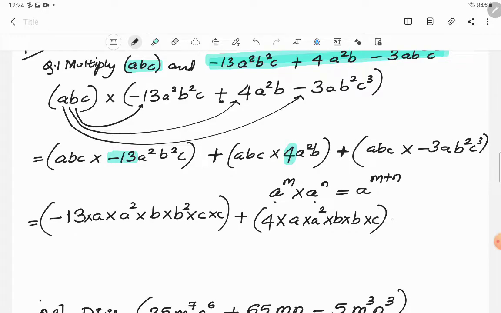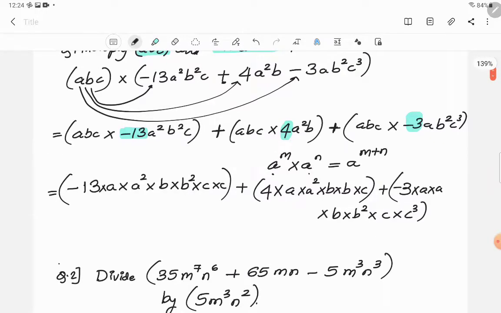Then next one you will write plus. Then the integer in this case is minus 3. So I am writing minus 3, and then a multiplied with a. Then b multiplied with b², and then c multiplied with c³. Complete the bracket. It's time to use the product law and simplify further.